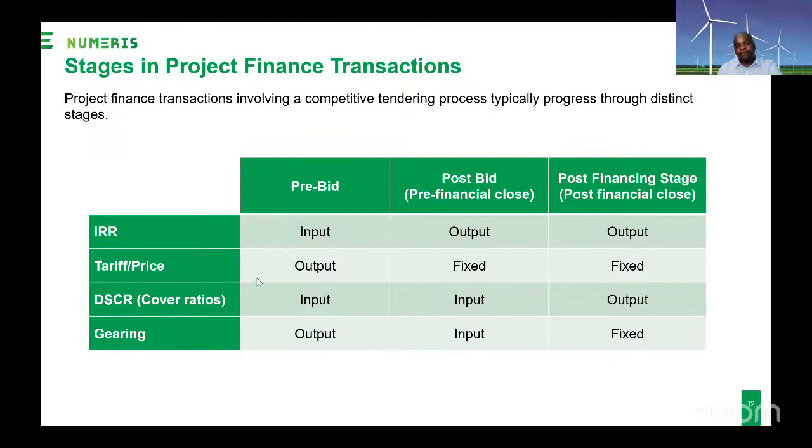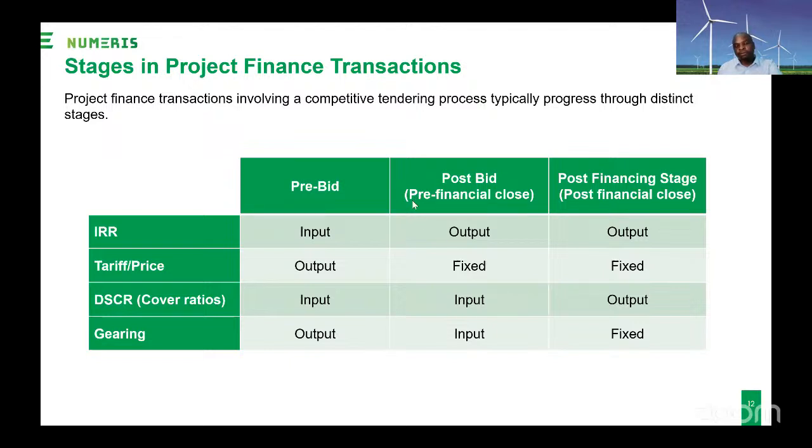During the pre-bid stage, you can see that the internal rate of return is not yet determined. The tariff becomes an output because it's not yet known. The coverage ratios is an input, while the gearing ratio becomes an output because it's not yet known how much your project will cost.